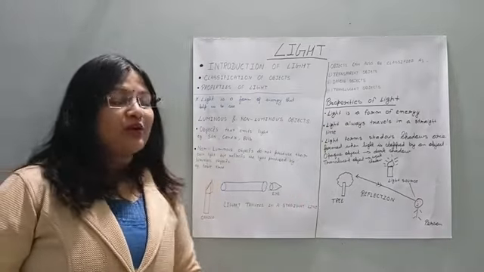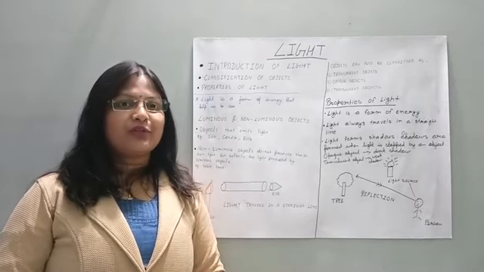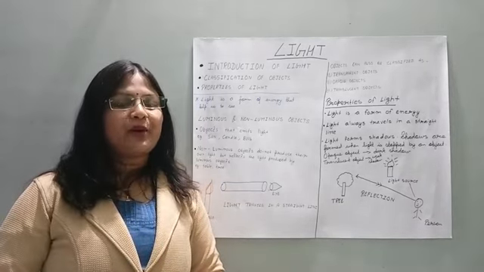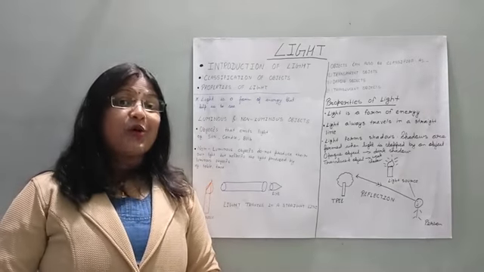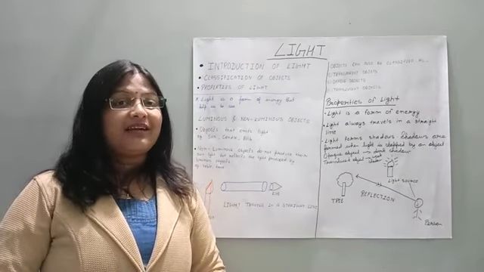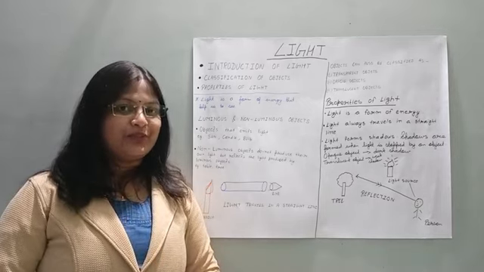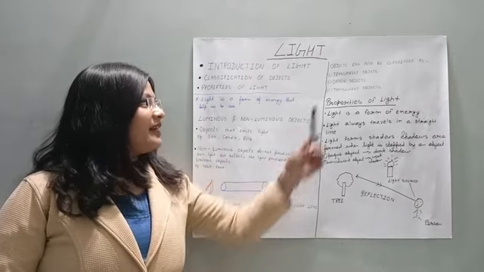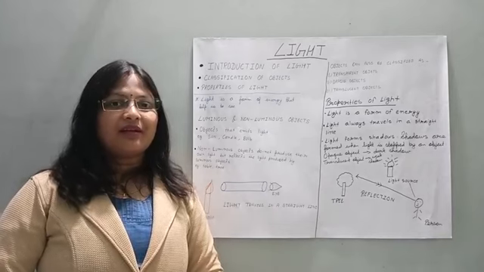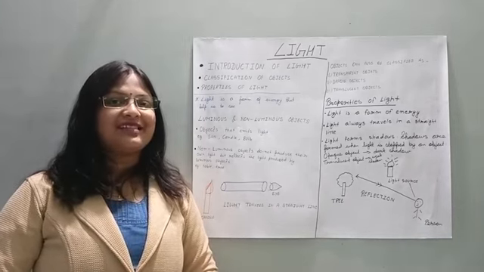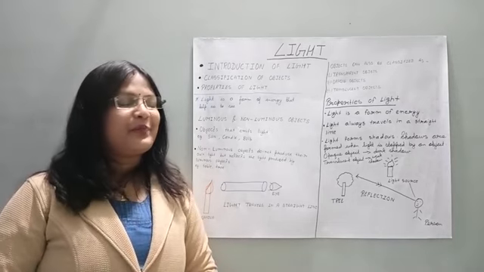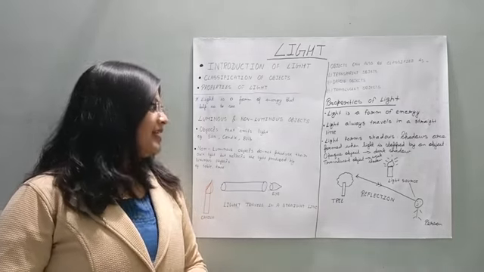What are transparent objects? Transparent objects are those objects that allow light to pass through them. What are opaque objects? Opaque objects are those that do not allow light to pass through them. Translucent objects. What are translucent objects? Translucent objects are those objects that allow partial light to pass through them.